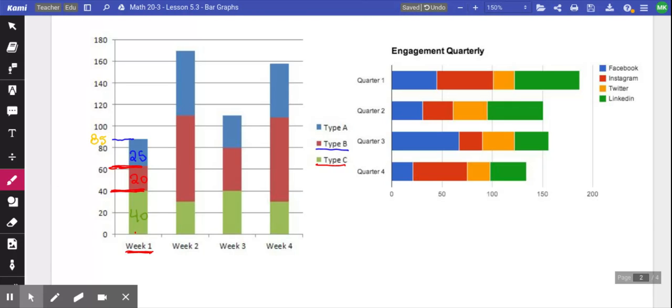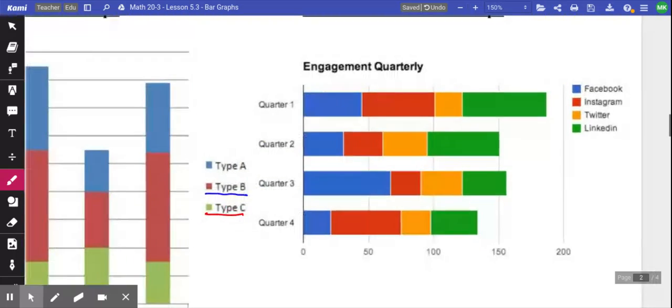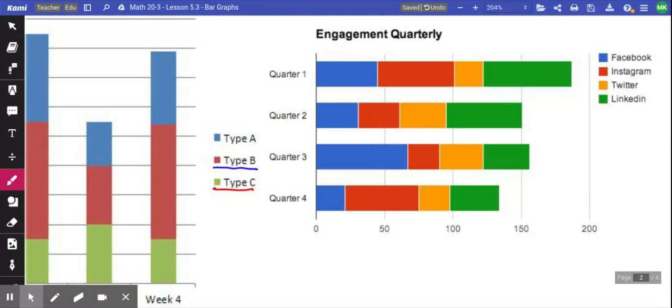Yeah, it's a stacked bar graph. So it's taking the things that you could have had side by side and then putting one on top of each other. Same thing, you could do the same graph horizontally. So, for instance, we're looking at engagement. So, things that people are doing.